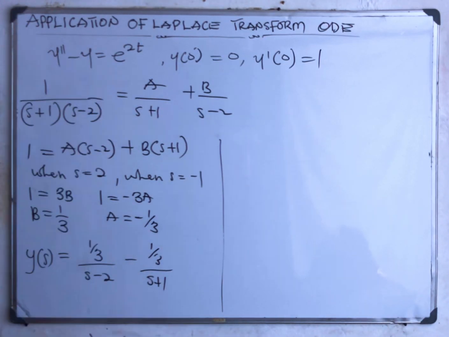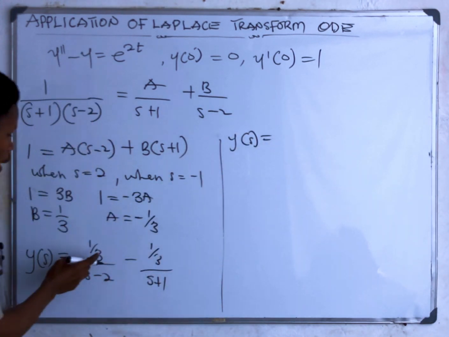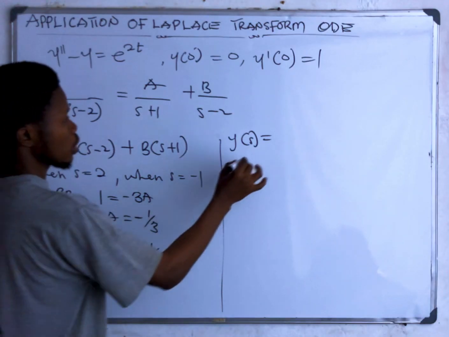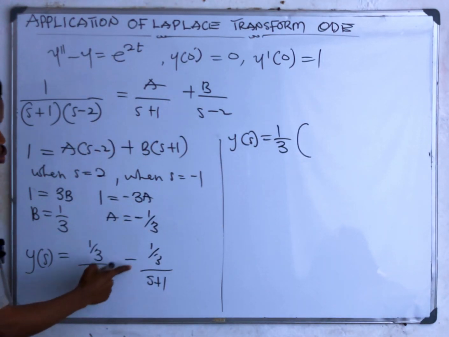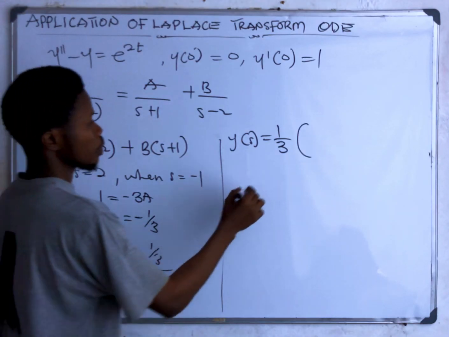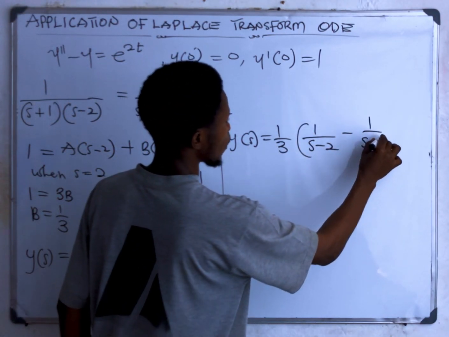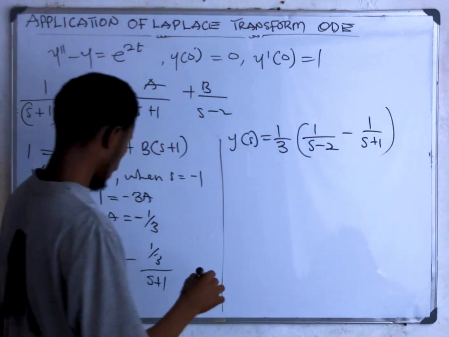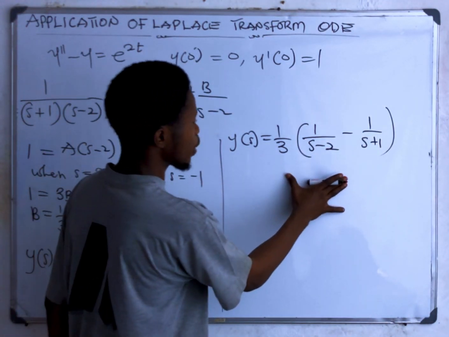Let's clean this side. So now I have my y of s equals, I can factorize 1/3 out. If I do that, I have 1 over s minus 2, 1 over s plus 1. So this is what we have.